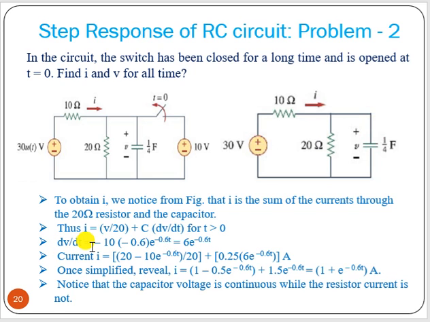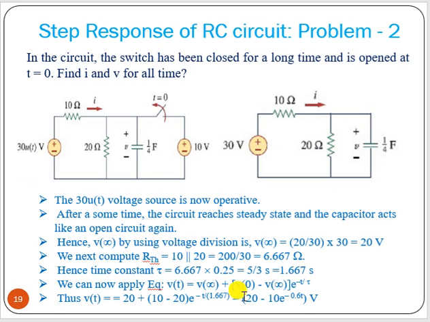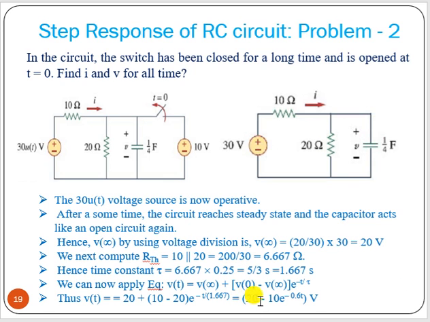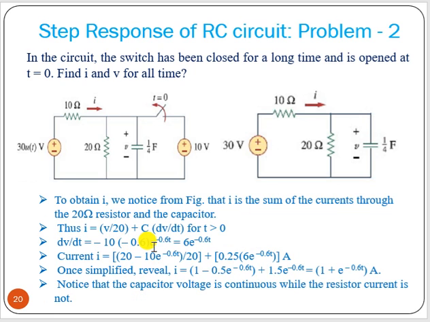So dV/dt is nothing but whatever the value of V here, the 20 term becomes 0. So minus 10 into minus 0.6, it will be 6. So you get the dV/dt value, multiply by C here, and V divided by 20 is the current through the 20 ohm resistor. This addition becomes capital I, small i. So we simplify it and get the result.